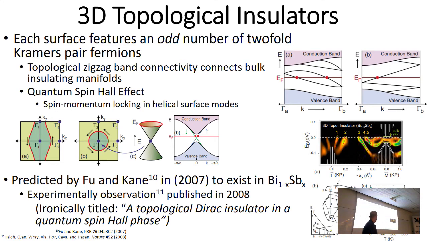And it's worth noting that the Nature paper where they observed this in the selenide is called a topological Dirac insulator. Although people don't use this word Dirac to describe it anymore, they just call it a topological insulator. And so I'm sort of bringing it back, but meaning something else by it. But we'll get to the distinction in a second.